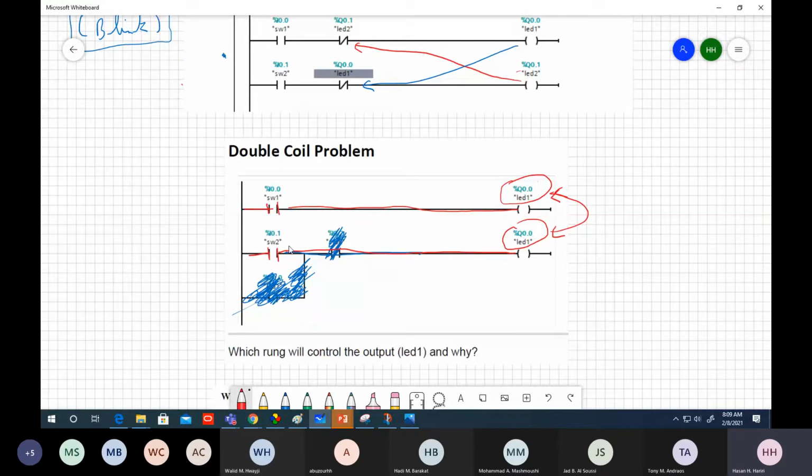They are connected to two switches directly. Only one instruction I have in each rank: examine if closed, and examine if closed instruction. All right. So my question to you is the following: which rank will control the output and why? Is the question clear first?